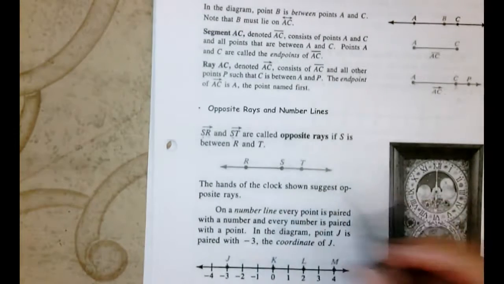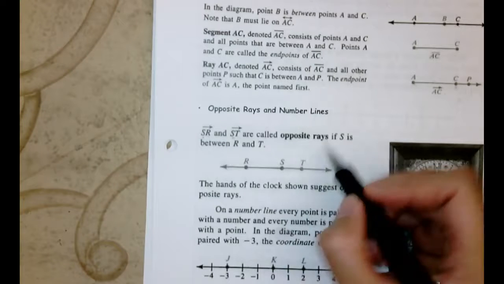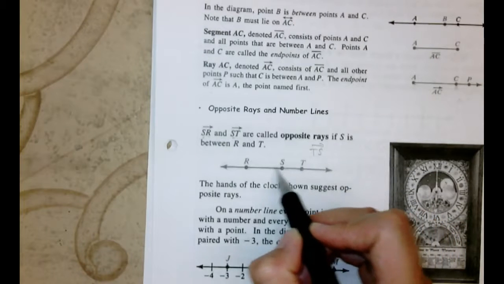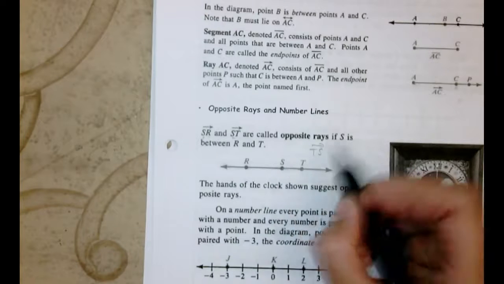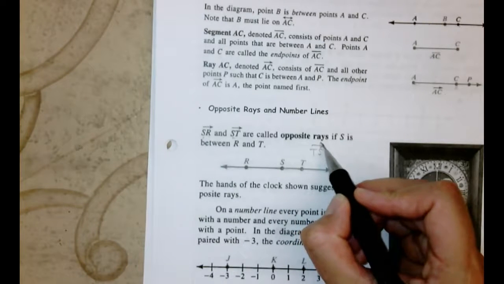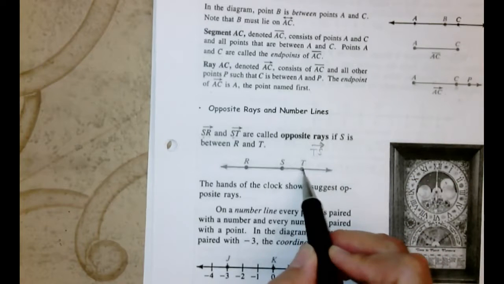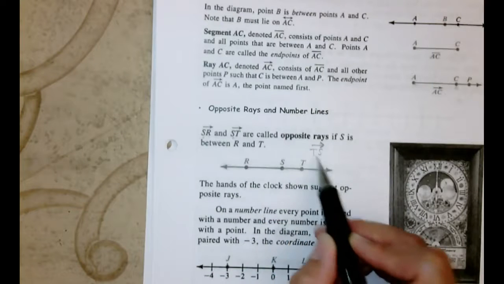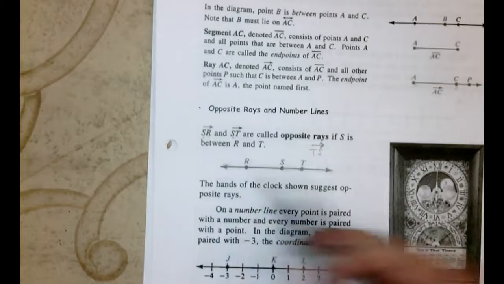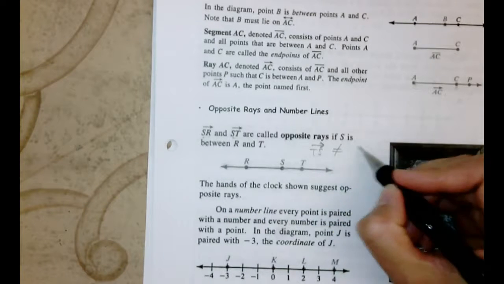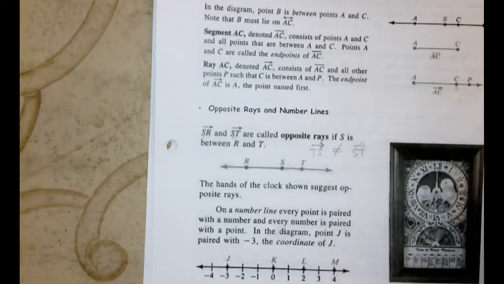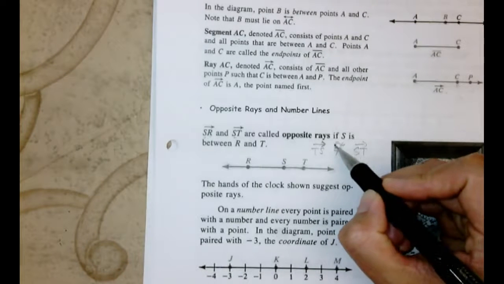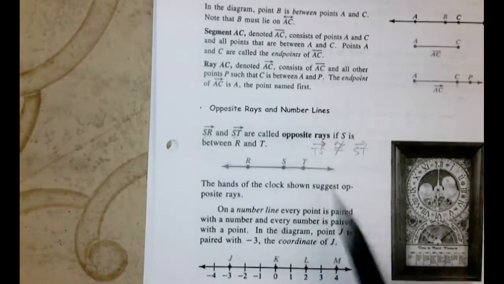Also, ray TS would start at T and include all the points in the direction of S. So the ray symbol is always facing this way, even though in the diagram the ray goes that way. Ray ST starts at S and goes all the way this way, and ray TS starts at T and goes all the way this way. So ray ST and ray TS are not the same rays. Later you'll learn that, to be more strict, they are not congruent. That's a congruent sign.